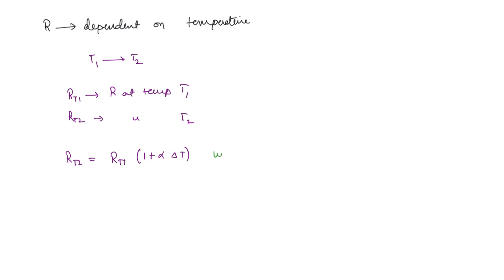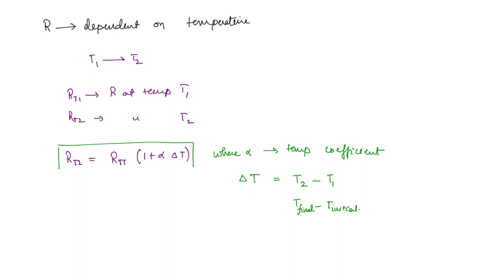So what is alpha here? Alpha is the temperature coefficient. This is going to depend on the material. And what is delta T? This is the temperature difference. Since we want from T1 to T2, you have to write T2 minus T1. If the temperature is going from T2 to T1, then it is going to be T1 minus T2. Or more easily, you can remember it as T final minus T initial. So that is the delta T, and this is the expression for finding out the change in resistance.